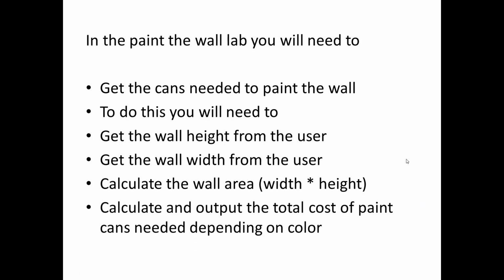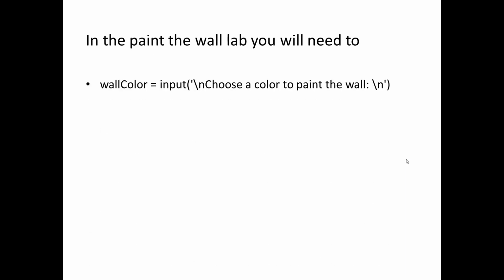And then you're going to be required to calculate and output the total cost of paint cans depending on the color. And as you're told in the lab, different colors have different prices. So in this lab, you'll also need to use a statement like this to get the wall color from your user. So you're going to ask them to input the color that they want to use on the wall. Notice this \n means it will advance a line, prompt the user, choose a color to paint the wall, and then advance another line.